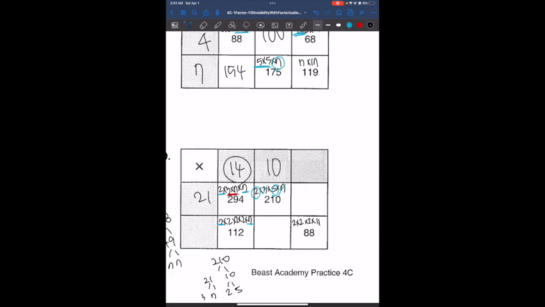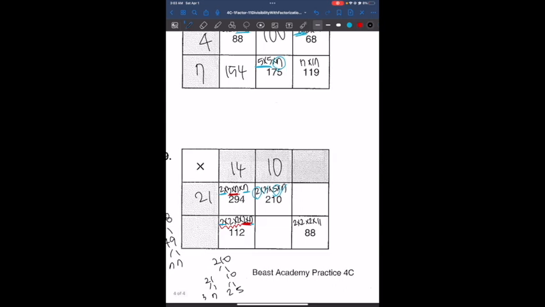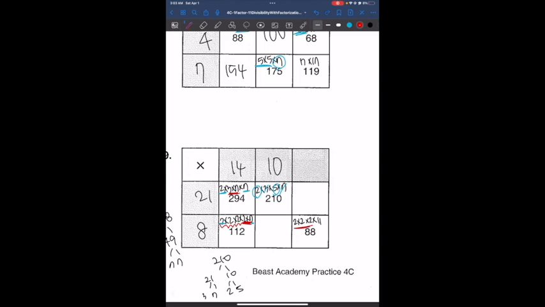And we know that 14 times this square is going to be equal to 112. And 14 is already 2 times 7. So the remaining 2 times 2 times 2, which is 8, is going to go in this square. And then we know that 8 times this square must equal to 88. And 8 is already 2 times 2 times 2, so the remaining 11 is going to go in this square.